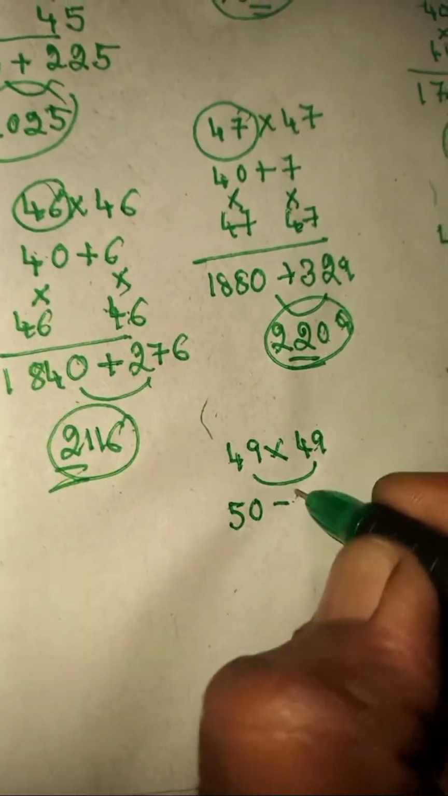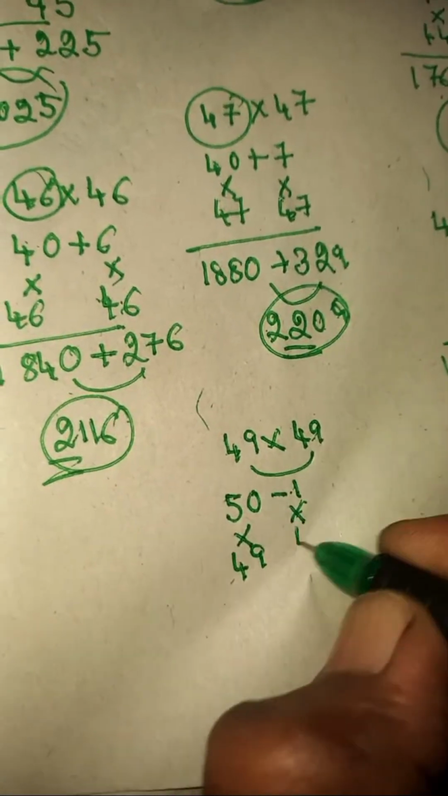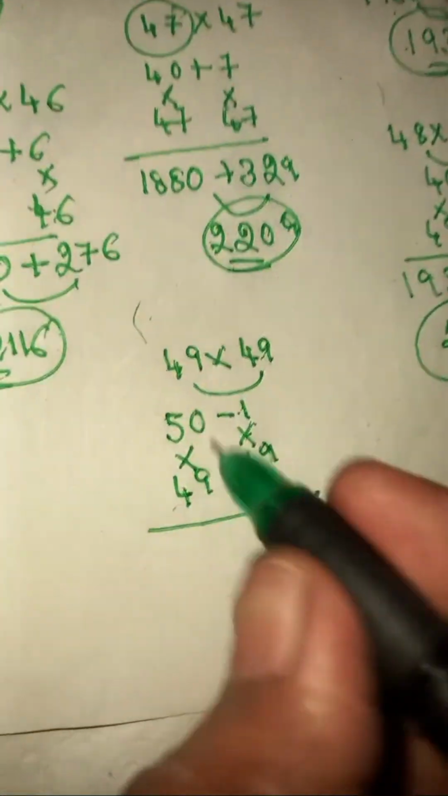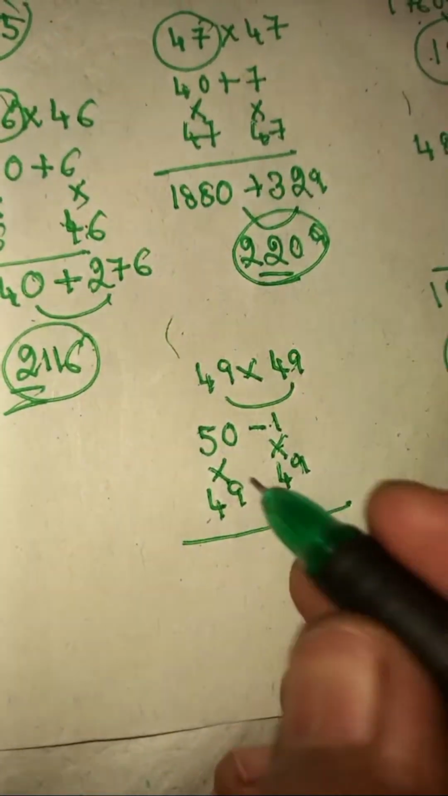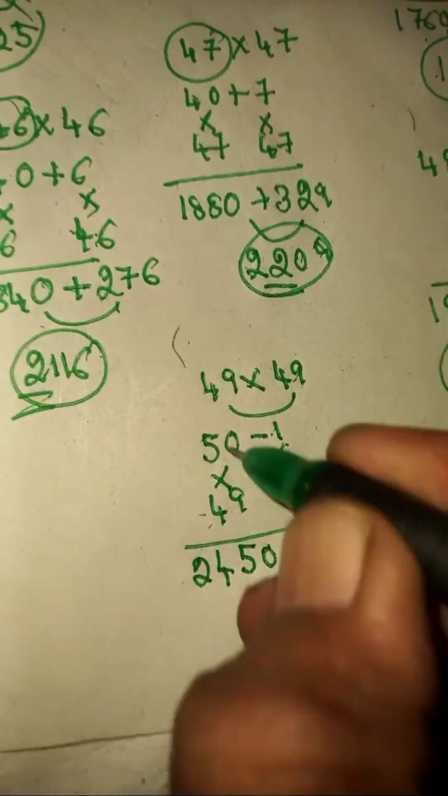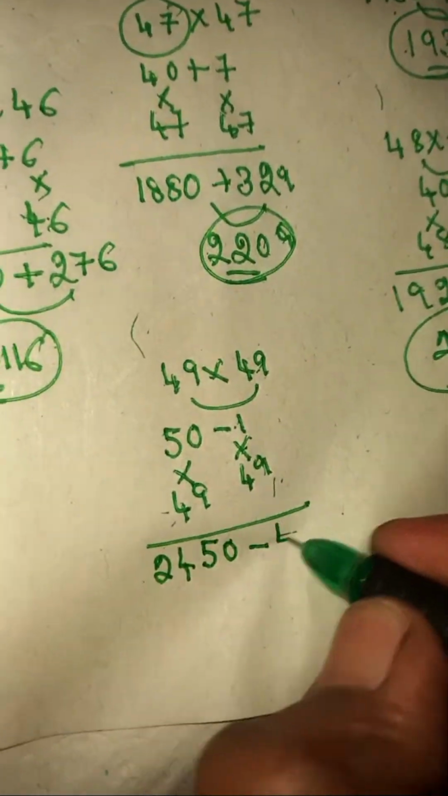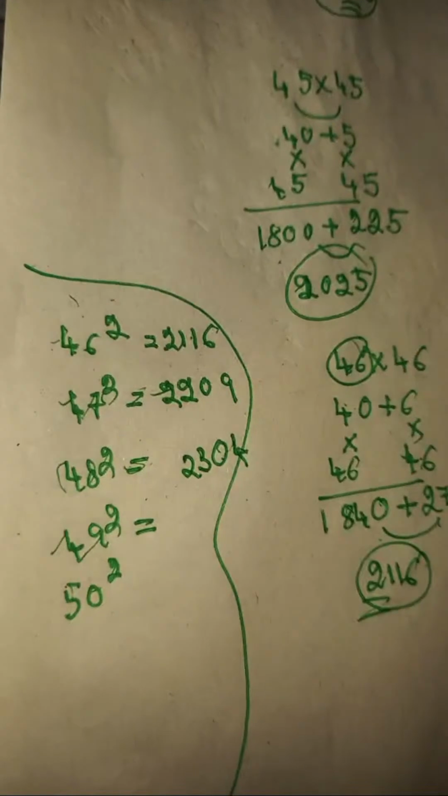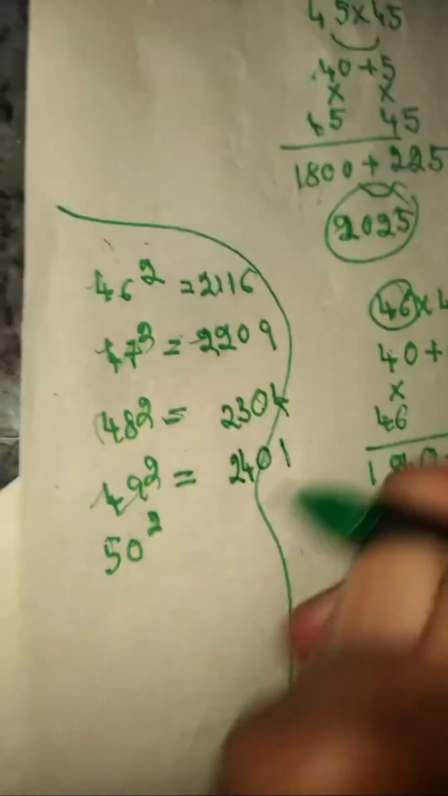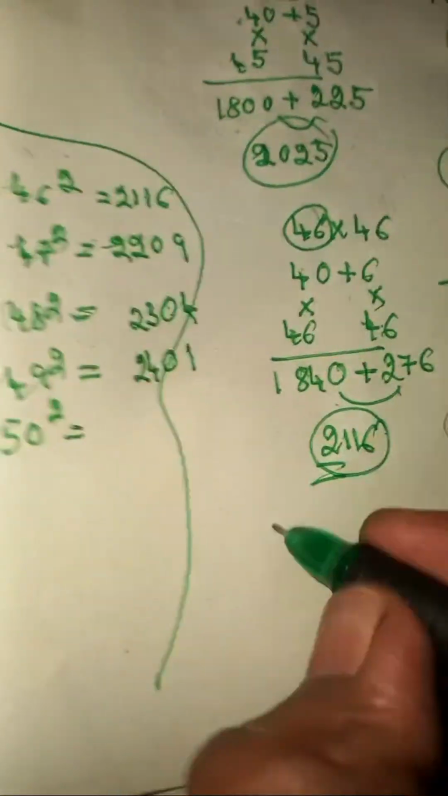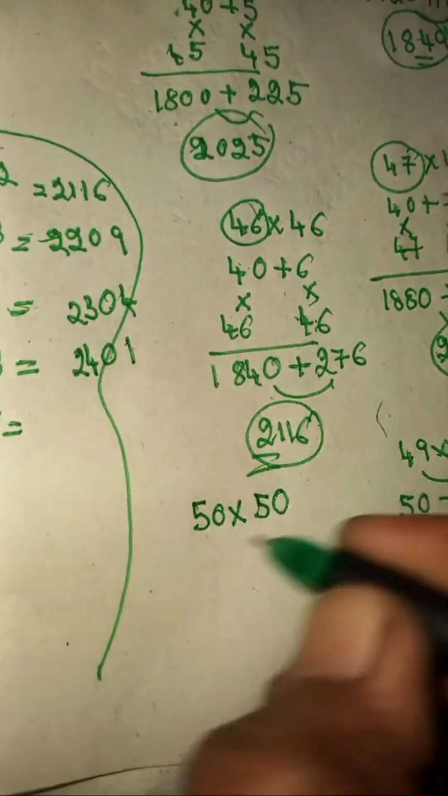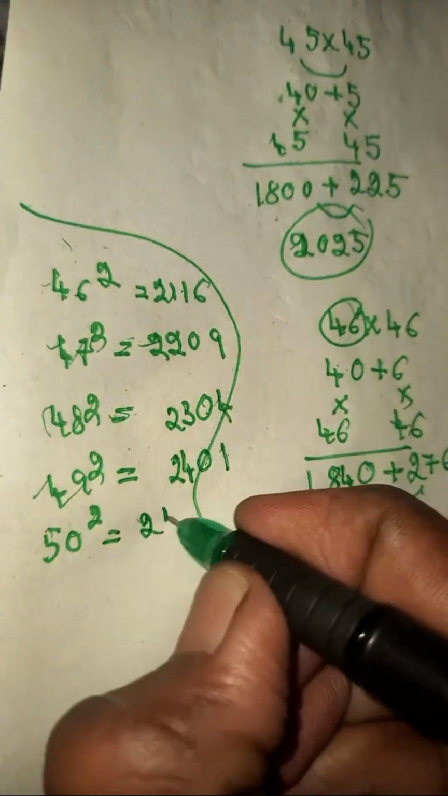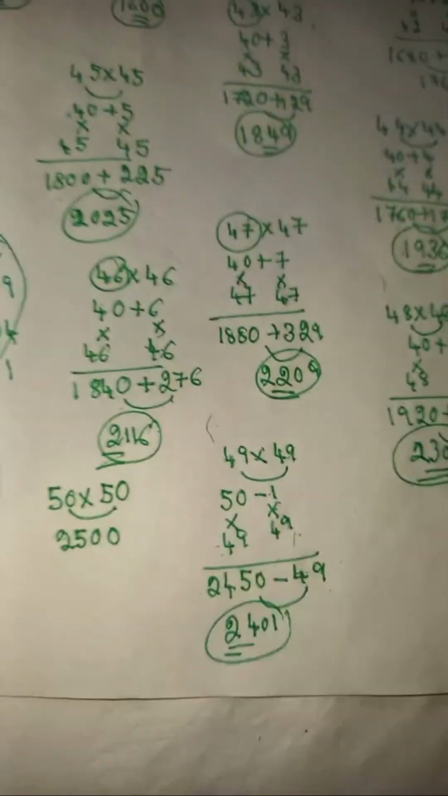Here you can write it as 50 minus 1. Here also 49, here also 49. You multiply 49 times 5, which is 250. 250 minus 5, 245, with 0, 2450, minus 1 times 49. It is going to become 2401. Write it 2401. Now 50 square. 50 square you can write as 50 times 50. Here 5 times 5 is 25, and 2 zeros with it. It becomes 2500. Now let's take one more.